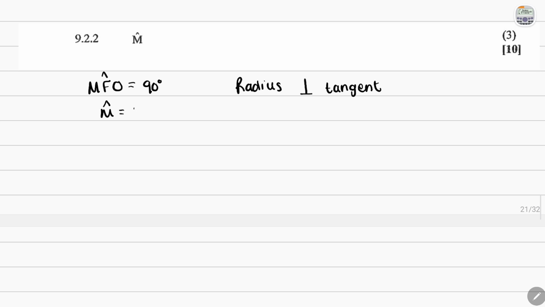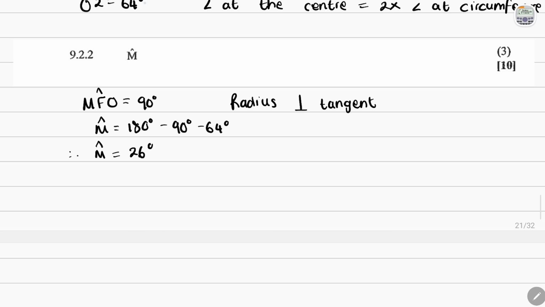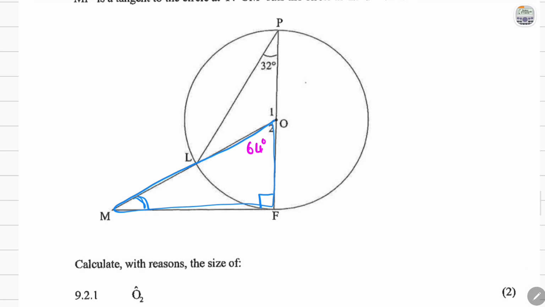Okay, so here we are. We're going to say 180 degrees minus the 90 degrees minus the 64 degrees. And then, of course, that is 90 degrees minus 64. 90 minus 60 is 30. Minus 4 is 26. So 26 degrees is what we get for angle M. And our reason there, of course, is that we have the sum of angles in a triangle. Okay, so that is it over there.